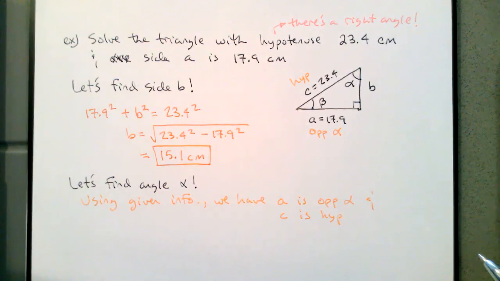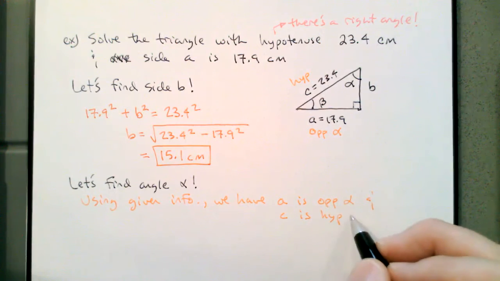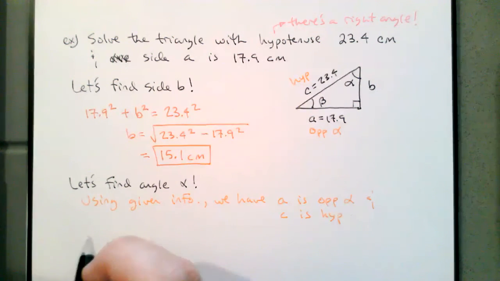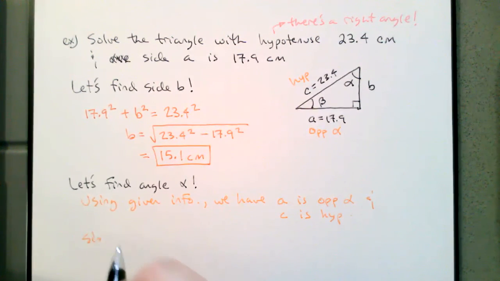So A is opposite alpha and C is the hypotenuse. And so that tells us we should use sine. Sine involves opposite and hypotenuse. So I'm going to say that the sine of alpha is equal to opposite 17.9 over hypotenuse, which is 23.4.